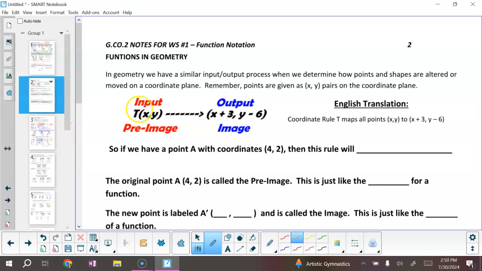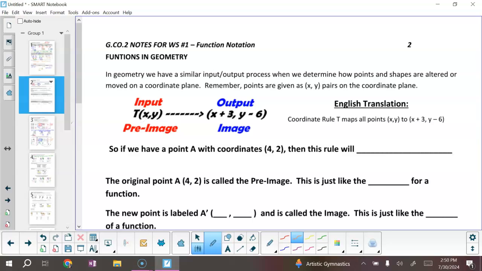So right here in red, it says input. This would be, again, known as your pre-image. So this would be what happens before you did anything to your shape. And then your output, which would be your image, is what they have written here in blue. That would be what you got. So after you did the things to it, what does it look like now? Where is it now on the coordinate plane?